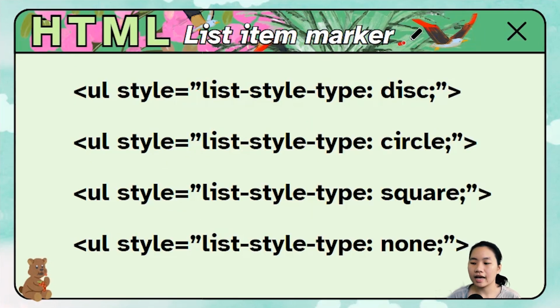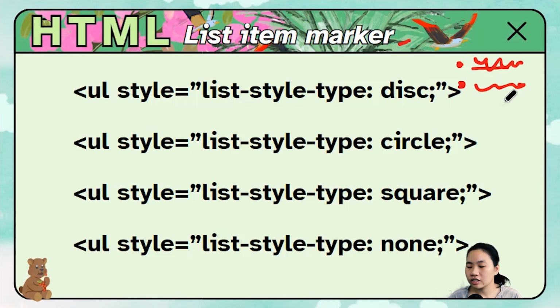Next up is the list item marker. Now, what does this mean? So the list item markers are just these things that stand before your list, okay? So I have a bunch of text over here, and these little dots that precede the text in the list are called list item markers.